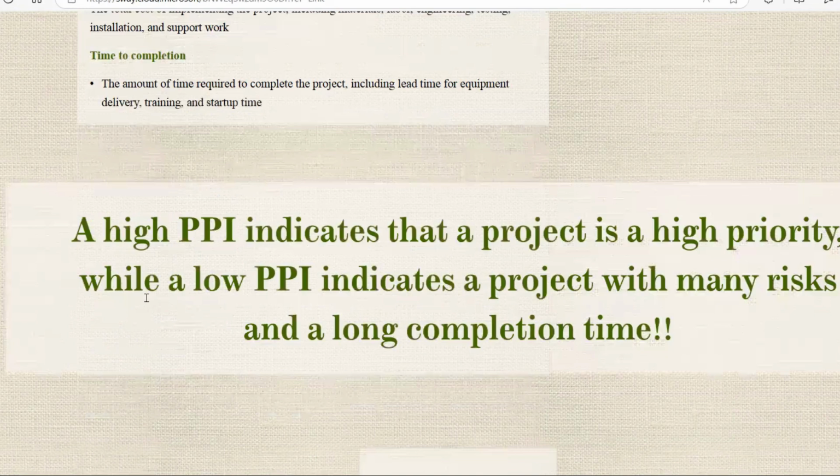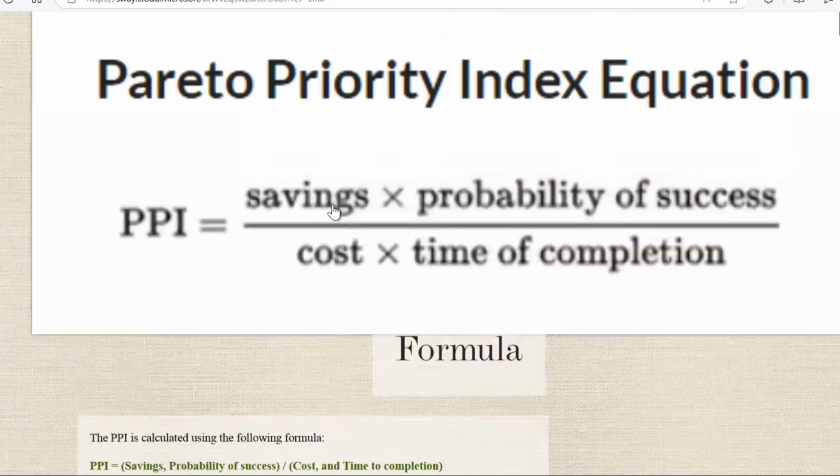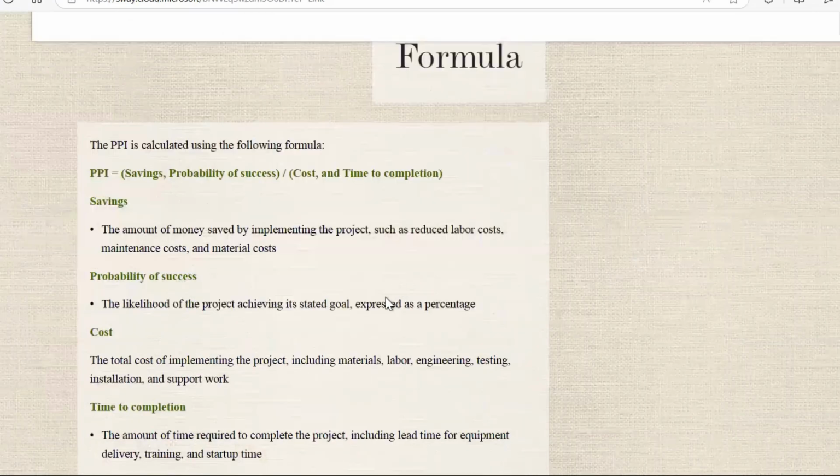The main thing is there is no threshold in it. However, one of the ground rules is that a high PPI indicates that the project is a high priority. That's the only thing, but there is no hard and fast threshold rule available. While a low PPI indicates a project with many risks and also a long completion time. Mathematically, we'll talk about why these two are directly proportional and why these are inversely proportional. If we delay this, for example, if we increase the time of completion, the PPI value will come down. We'll talk more about that.